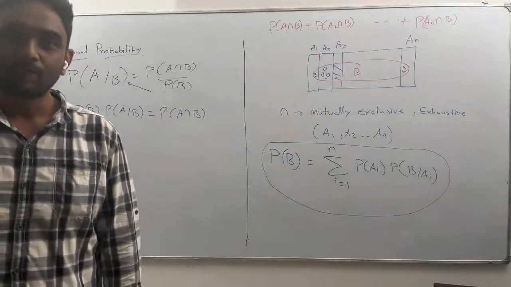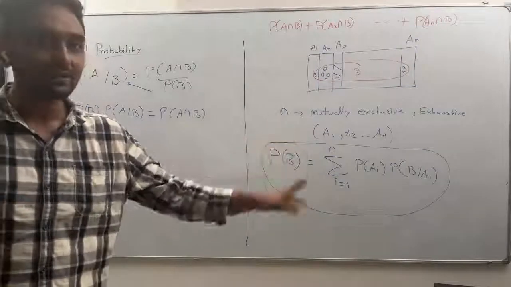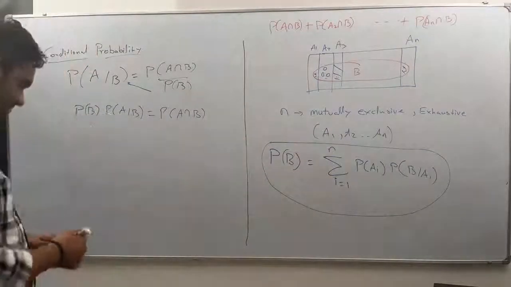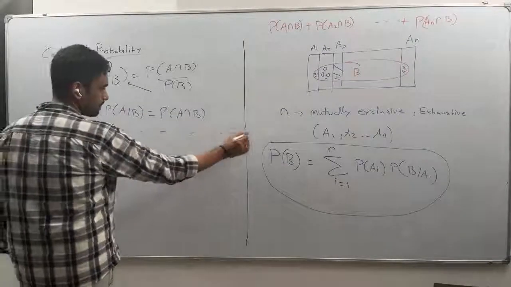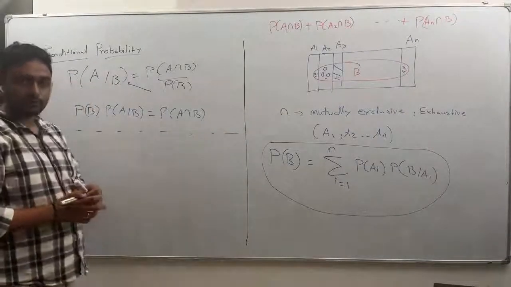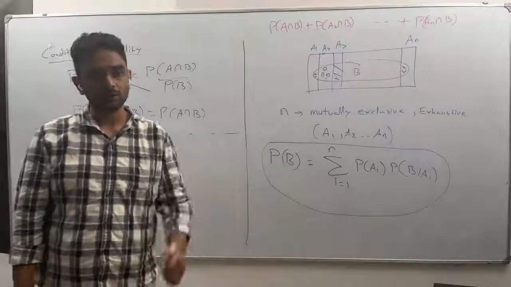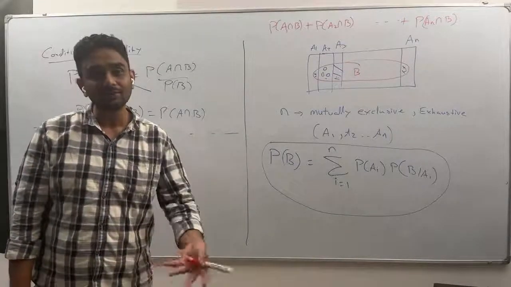Now we'll take a question. You will see that even that is not needed. It is so obvious. Do not think of the total probability theorem, do it normally. Then we'll see that what you were thinking is the total probability theorem.